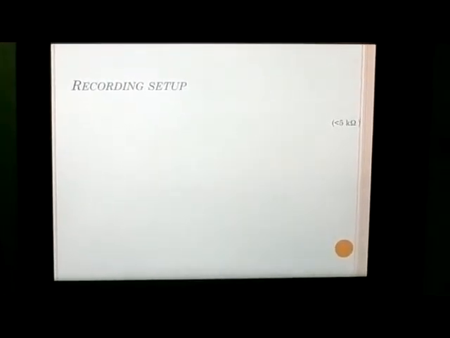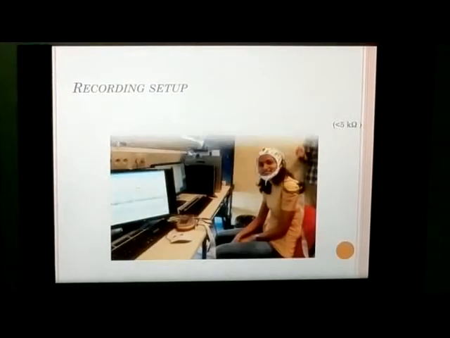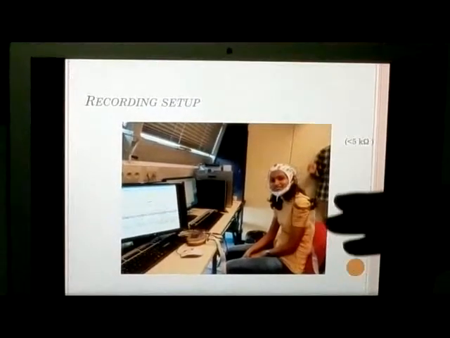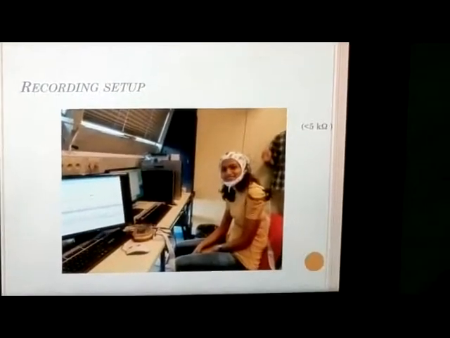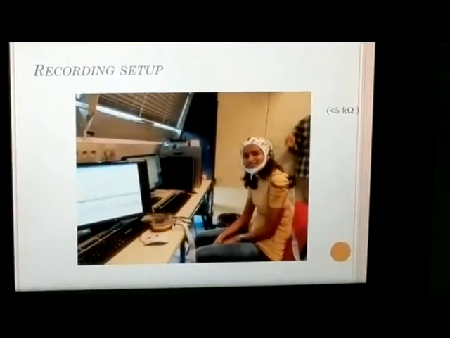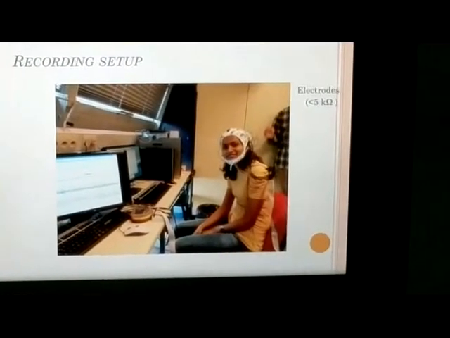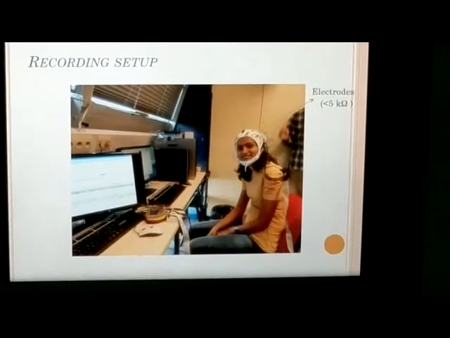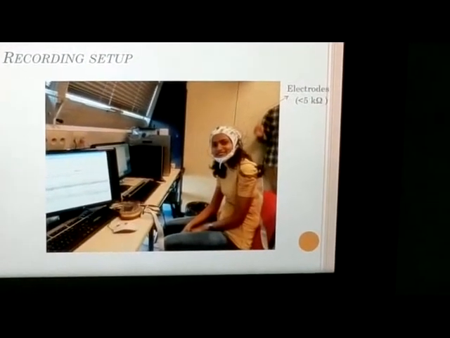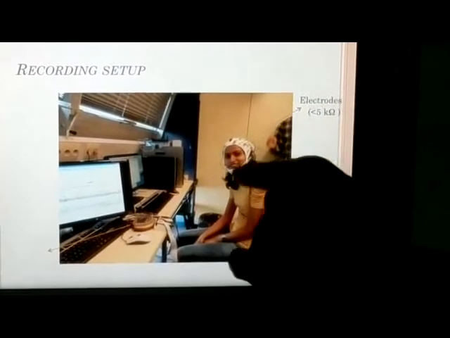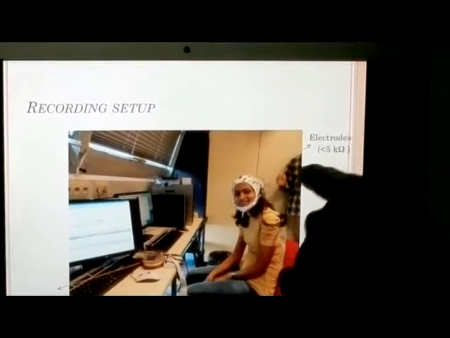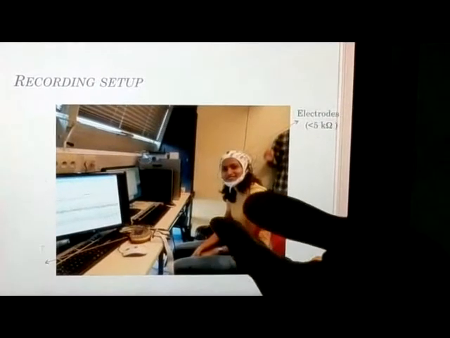In the next slide, I'm going to show you the recording setup. This was a student at ESPCE, another university which collaborates with IESEP, a medical and biomedical engineering student from Manchester University, and she helped me with my project. As you can see, we have placed electrodes on her head with resistance less than 5 kilo ohm.